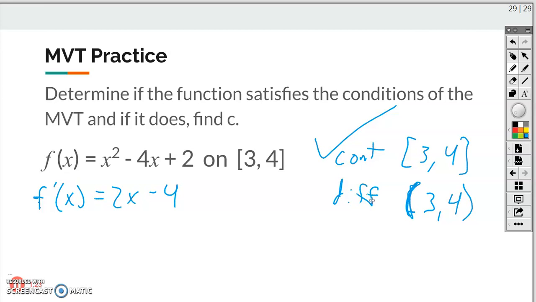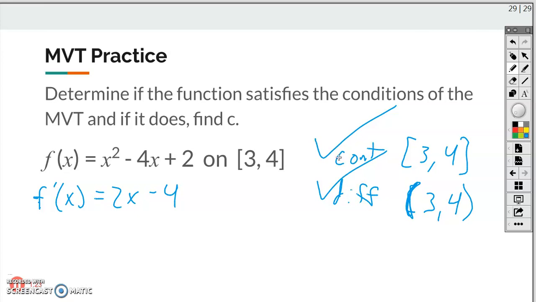For differentiable, you do the same thing with the derivative. You look for where the derivative would be dividing by 0, or where the derivative would be taking the even root of a negative, not just a square root, an even root of a negative. But 2x minus 4 has a domain of all real numbers. So from 3 to 4, it is differentiable as well.